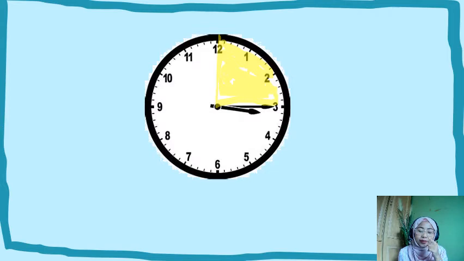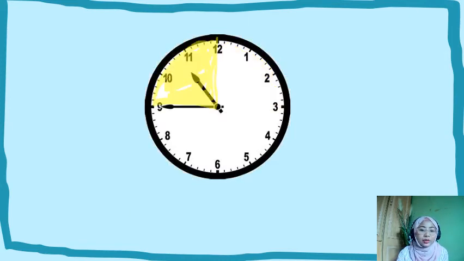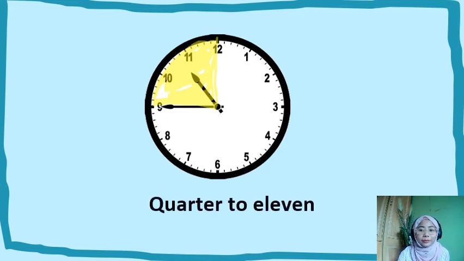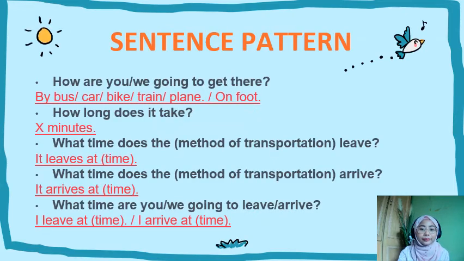Okay, now look at that. It is 15 minutes past 3, so we call it 3:15. Now it is almost 11, so we call it 11:15. As you can see, the green highlighted half is already past the 11, so we call it 11:30. Okay, these are the sentence patterns for today.